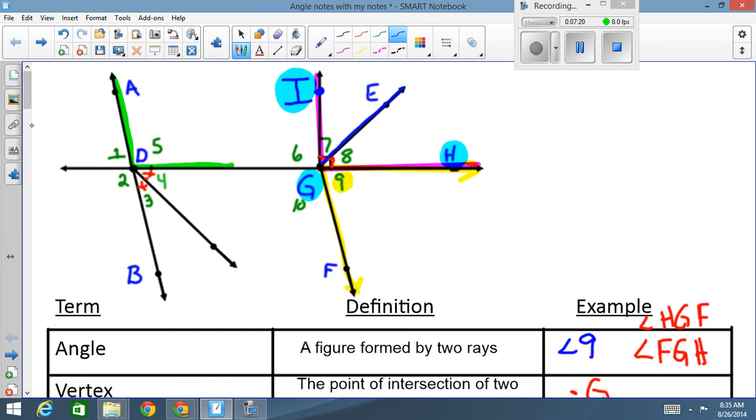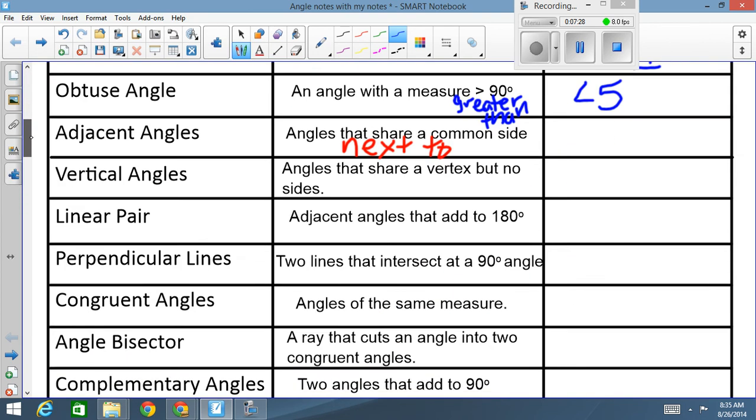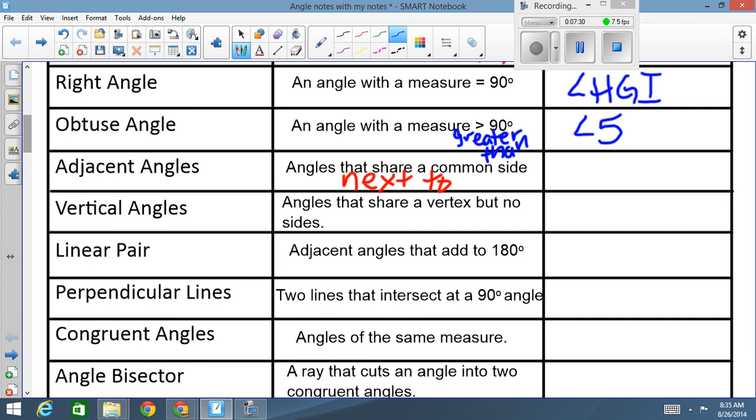So I'm going to go down here. Now there are others. Obviously you could use 1 and 5, 1 and 2, 2 and 3, 3 and 4. Any pair that share a side and are next to each other, we call adjacent angles. Angle 7 and angle 8 are adjacent.